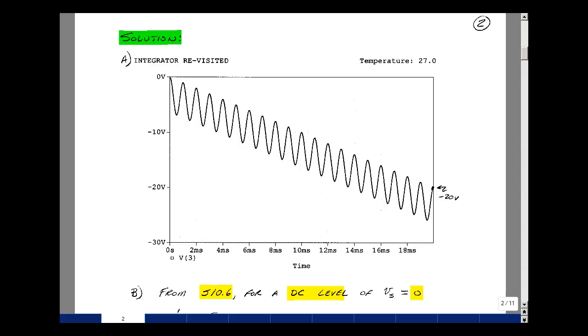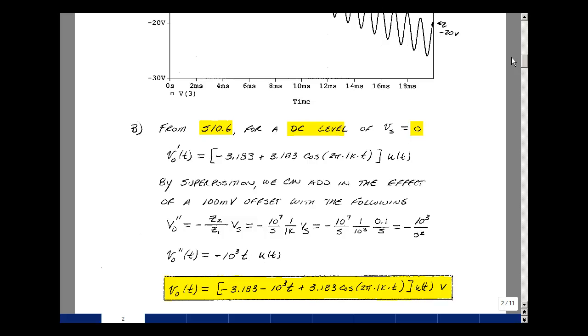Let's do the analysis. In Supplemental Problem 10.6, we had a DC level of 0, and the result that we got with that was this. The answer was minus 3.183 plus 3.183 cosine of 2 pi 1k t, all times u of t. So we can think of superposition, where we have the results due to an input with V sub s equal to 0, and now we can find the output due to the input being 100 millivolts. Call that V out double prime.